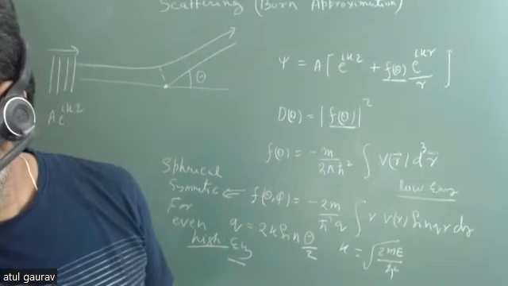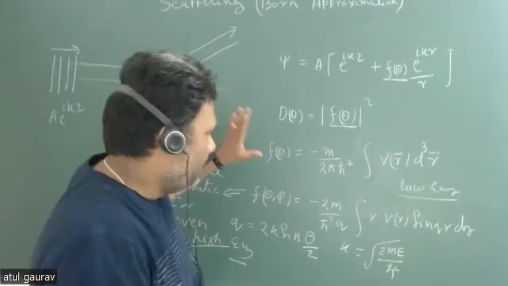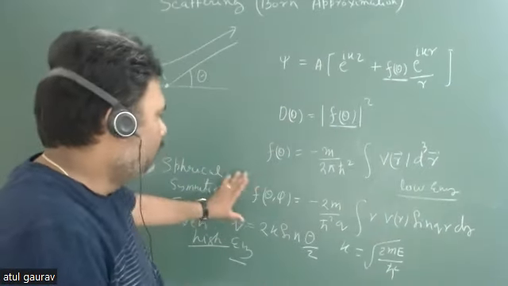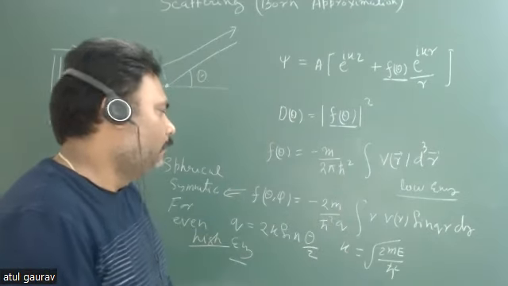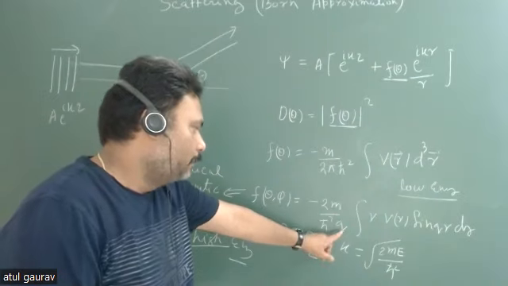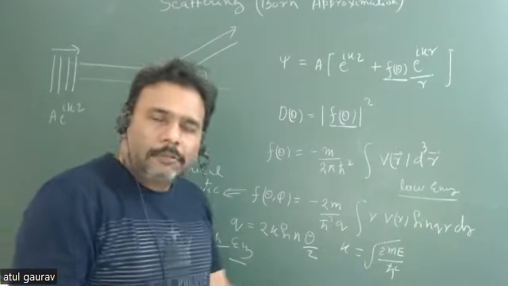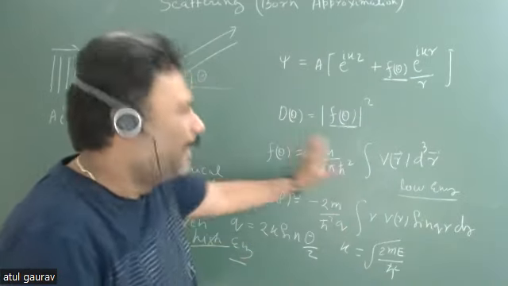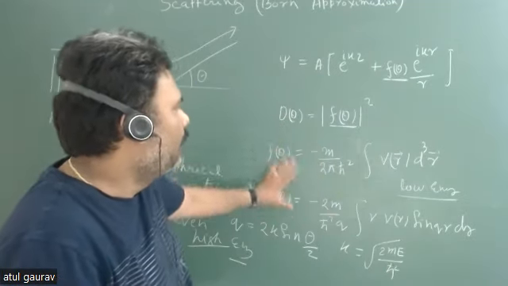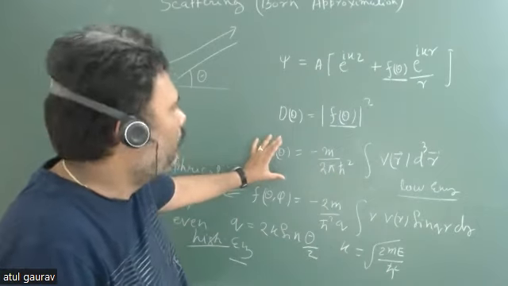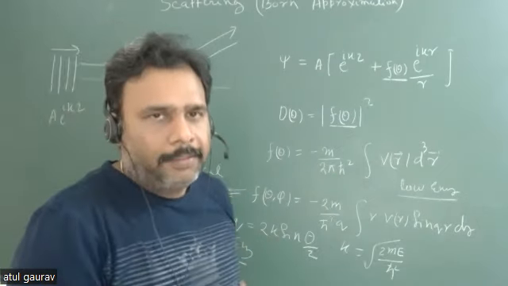So this is f(theta) for the low energy, and this is f(theta, phi) for the high energy part. You can easily calculate this thing. You have to always take care of this particular value of q. So it's very simple. How you can derive it is a different issue. But from here we can easily calculate f(theta). Once you calculate f(theta), you can easily calculate d sigma by d omega.